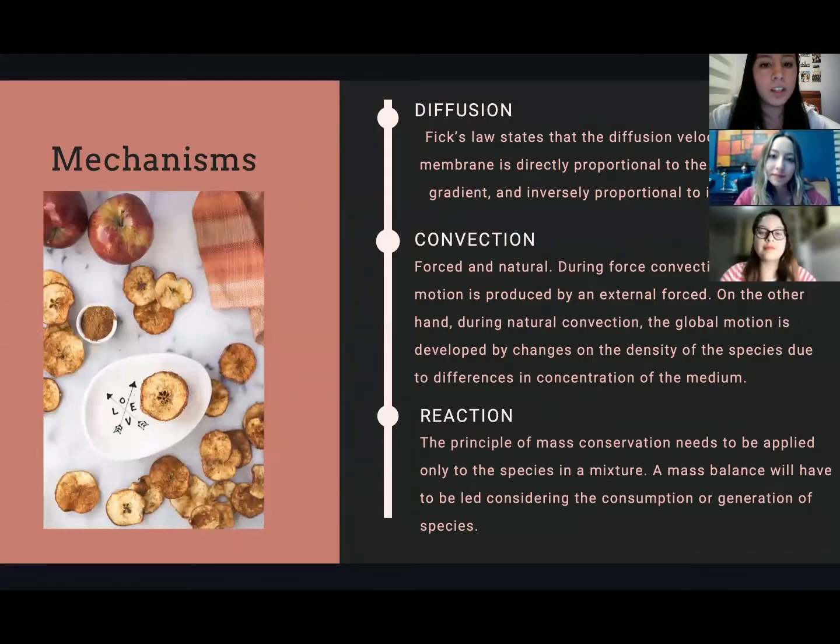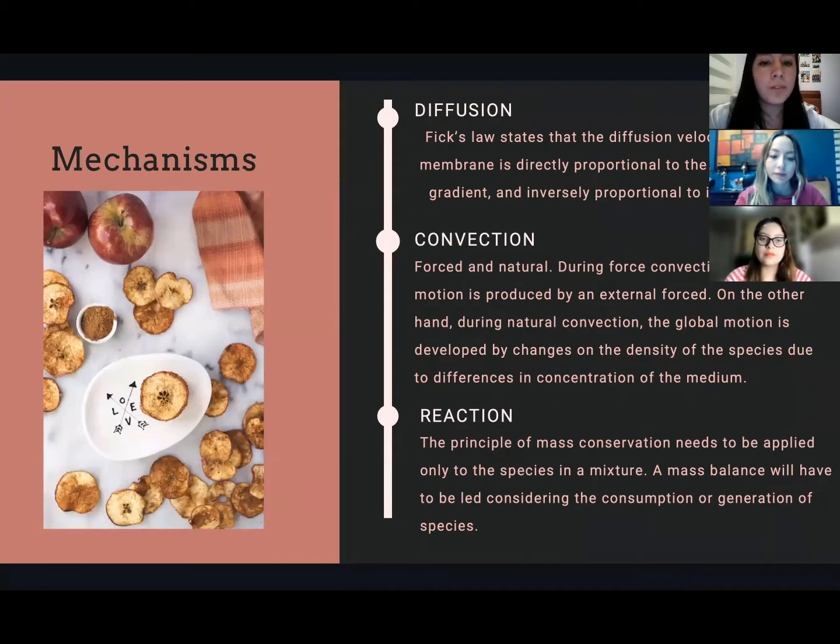Now, according to convection, there are two types, forced and natural. During forced convection, the fluid motion is produced by an external force. On the other hand, during natural convection, the global motion is developed by changes in the density of the species due to differences in concentration of the medium. Essentially, convection is the combination of advection and diffusion, in which material transfer occurs between a boundary surface and a moving fluid. Nevertheless, there might be the case in which two immiscible moving fluids will interact, in the same way as heat transfer. Quantification of mass transfer can be analyzed by Newton's law of cooling, and the only difference is that instead of temperature variation in mass transfer, the concentration variation is taken into account.